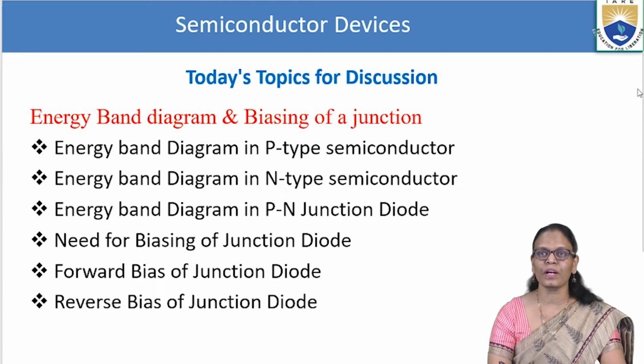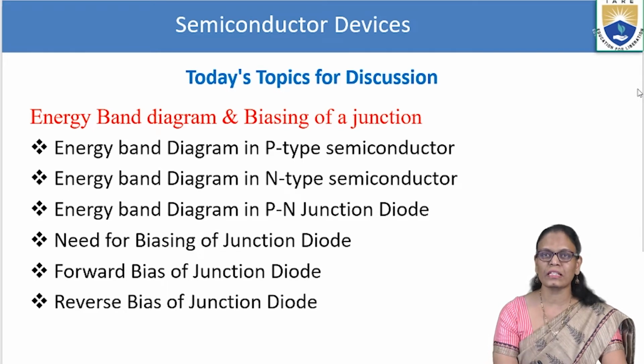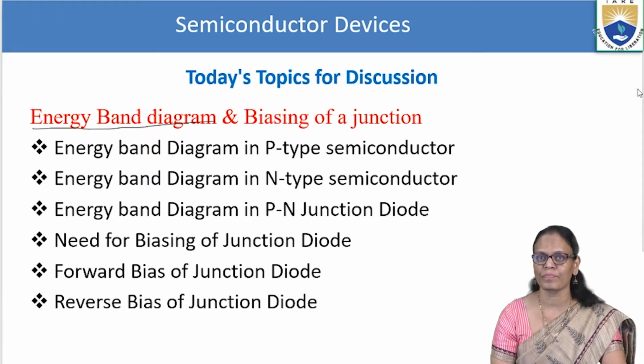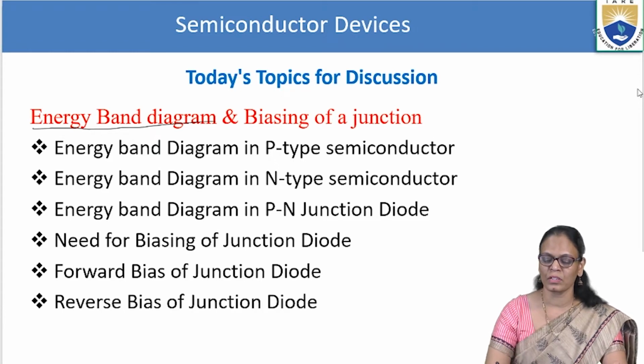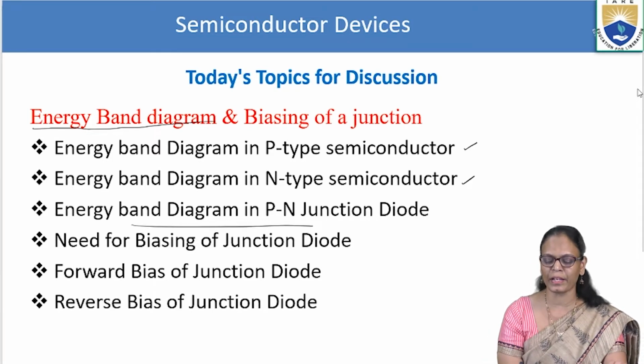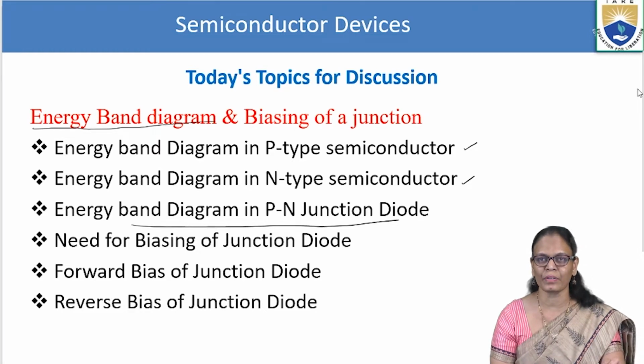Let us see how we are going to discuss about this energy band diagram. First, we'll try to understand what an energy band diagram is. Then, we will see in detail about the energy band diagram in a P-type semiconductor, then energy band diagram in N-type semiconductor, and then we will see the energy band diagram of a PN junction diode. And if time permits, we will also discuss about the biasing and different types of biasing.